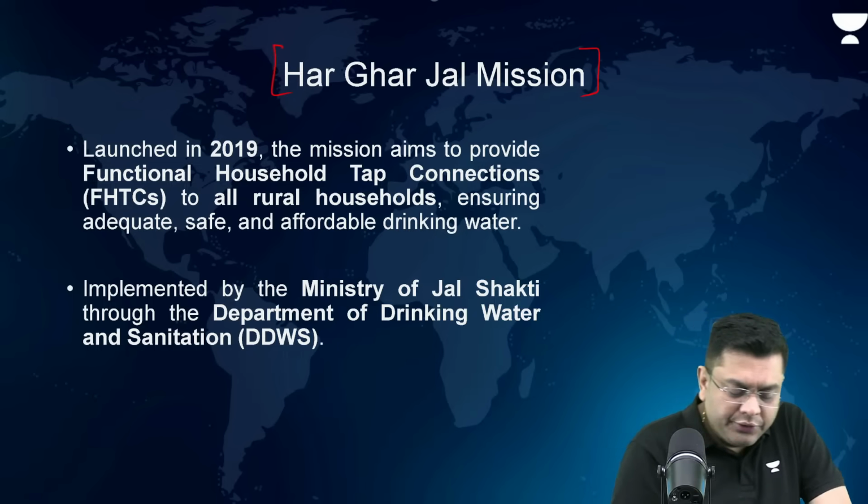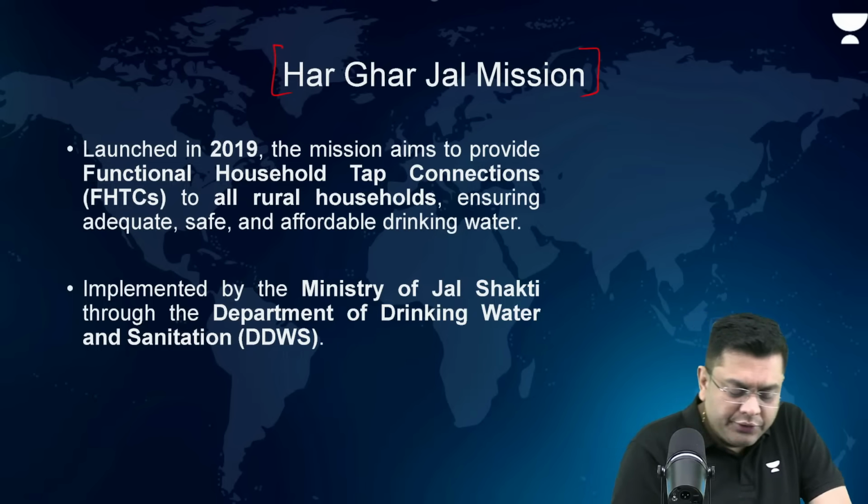So what is this Har Ghar Jal mission? Launched in 2019, the mission aims to provide a functional household tap connection, with each household being provided with a minimum of 55 liters of water, to all rural households, ensuring adequate, safe, and affordable drinking water. Implemented by the Ministry of Jal Shakti and the Department of Drinking Water and Sanitation. Now, it targets over 19 crore rural households across India, focuses on last mile service delivery, minimum service level of 55 liters per capita per day.